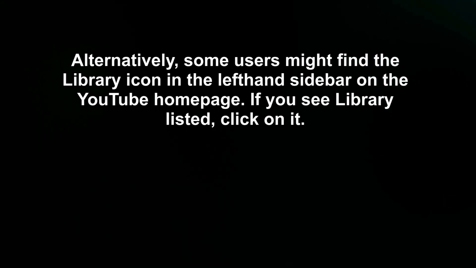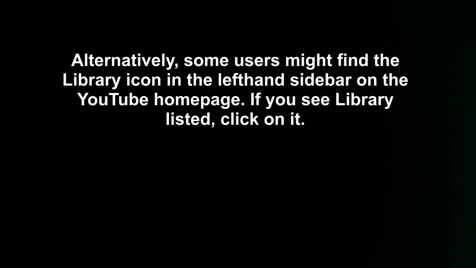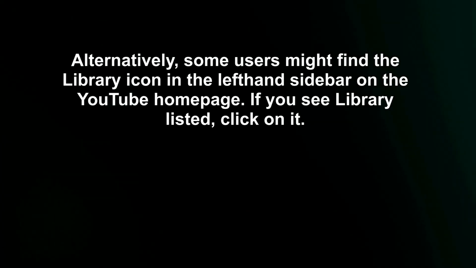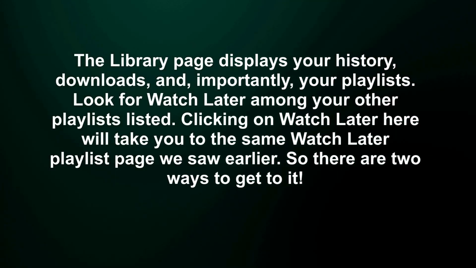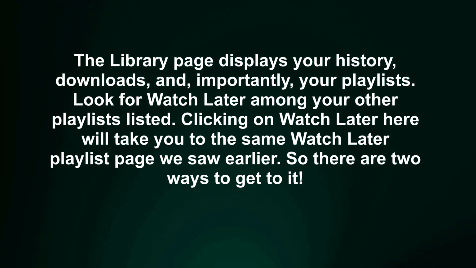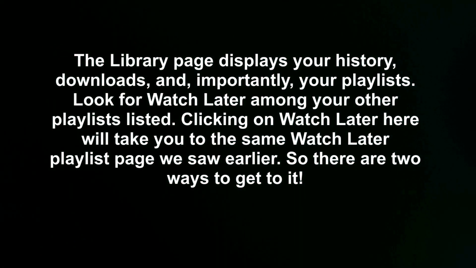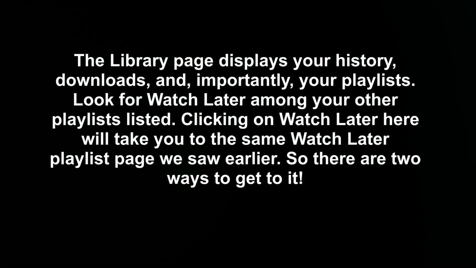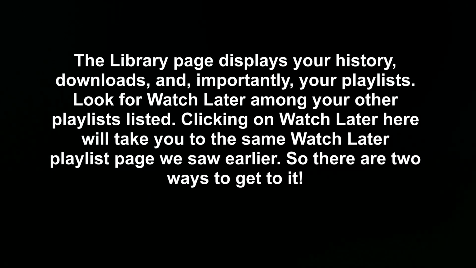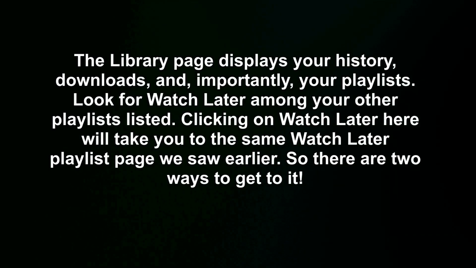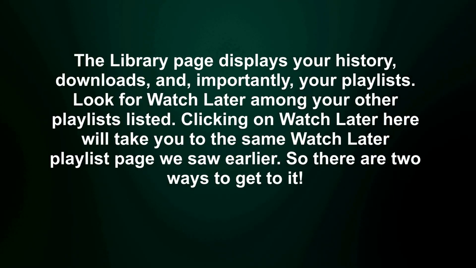Alternatively, some users might find the Library icon in the left-hand sidebar on the YouTube homepage. If you see Library listed, click on it. The Library page displays your history, downloads, and, importantly, your playlists. Look for Watch Later among your other playlists listed. Clicking on Watch Later here will take you to the same Watch Later playlist page we saw earlier, so there are 2 ways to get to it.